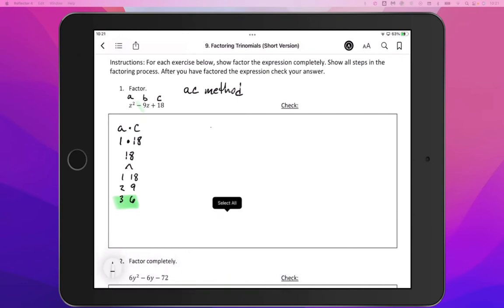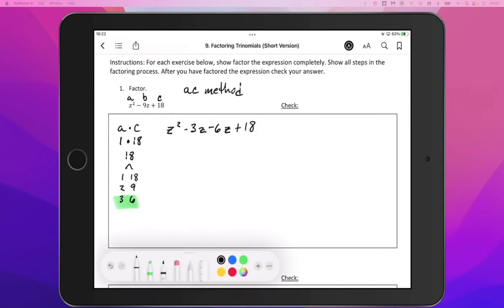And so what we need to do is split that negative 9 into a 3 and a 6. The 3 and the 6 could both be positive. They could both be negative. One could be positive, one could be negative. It really just depends on what we need to get the job done. In this case, to get negative 9, I would need a negative 3 and a negative 6. And so we're going to have z to the power of 2 minus 3z minus 6z plus 18. It's important to see that negative 3z and negative 6z, if I put them together, would make negative 9.